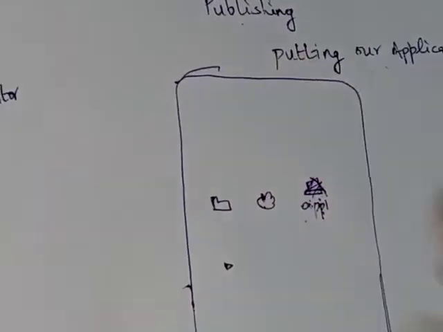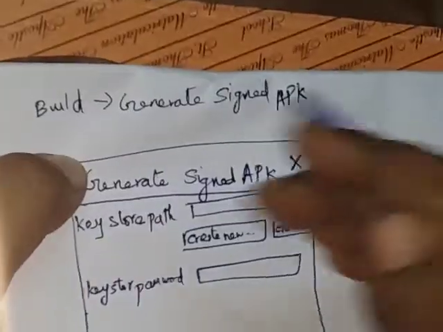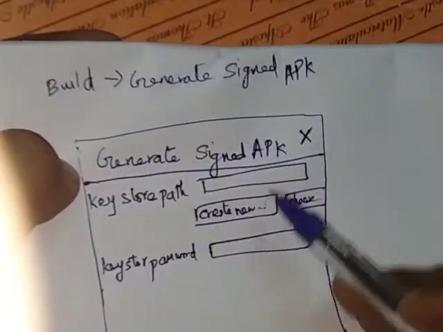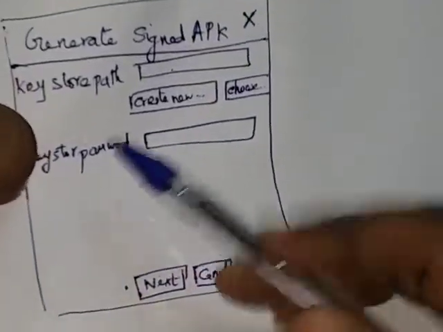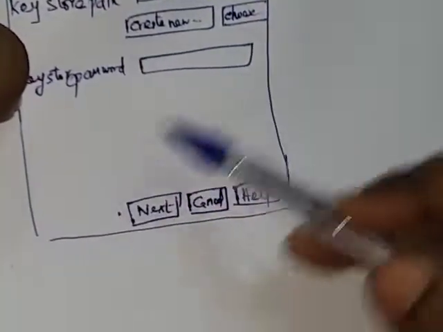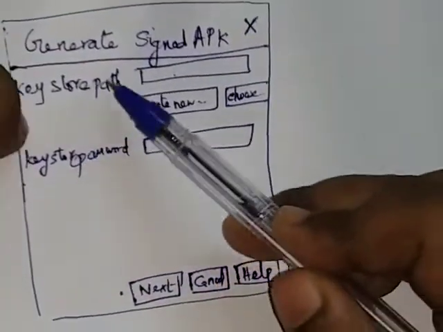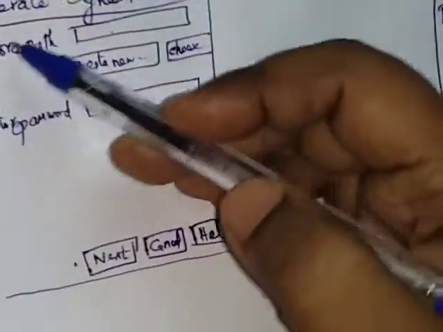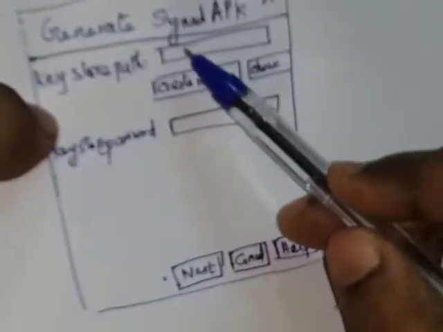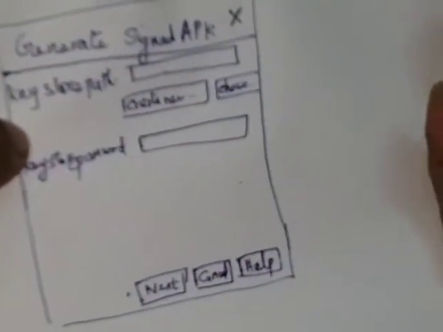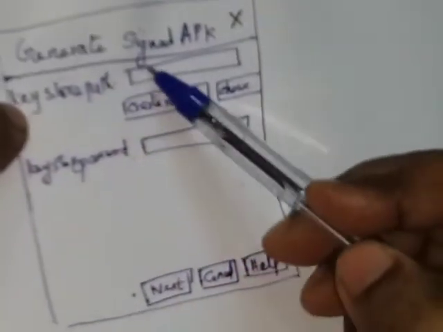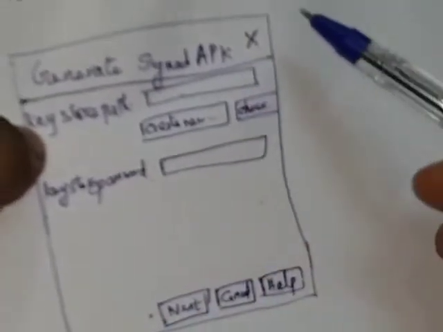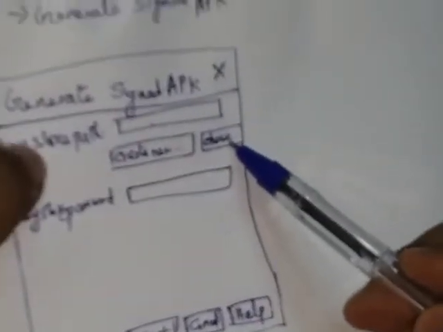go to the Build menu, and in the Build menu we have to click Generate Signed APK. In Generate Signed APK there will be one window. In that window we have to enter the key store path and key store password. There will be many options in this window, but the most important two things are the key store path and key store password. If we are publishing the first application, we have to enter the key store path. If we have already published an application and are now going to publish a second application, we have to choose our key store path.